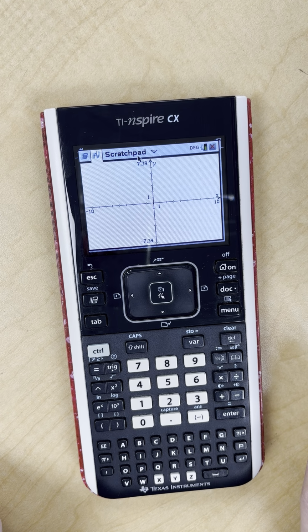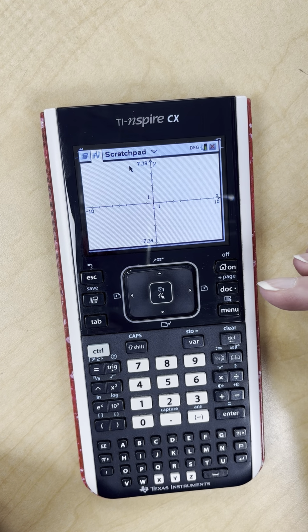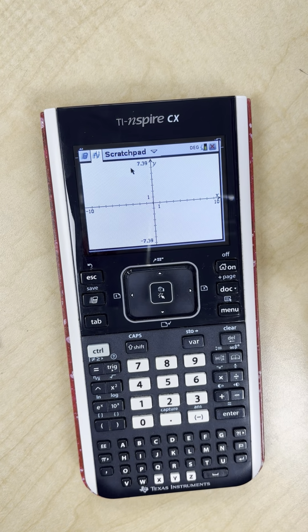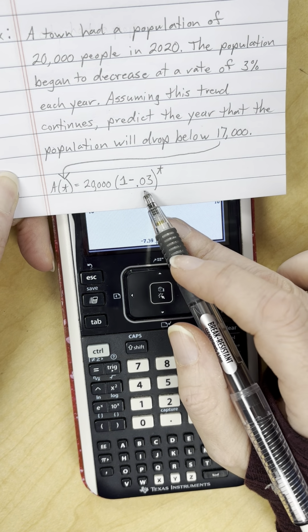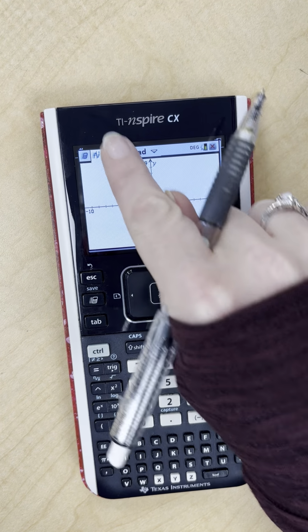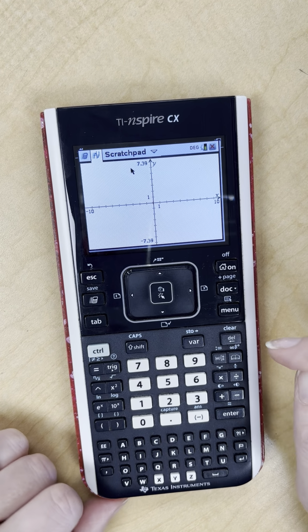What is that? It doesn't look like anything. Why doesn't it look like anything? All right, well, seriously, think about this. What was our starting amount? 20,000. Look at the parameters on this graph. It's nowhere near 20,000, but I do happen to know, because 1 minus 0.03 is something that's less than 1, I would expect to see, if I zoomed way out, a lovely decay model.